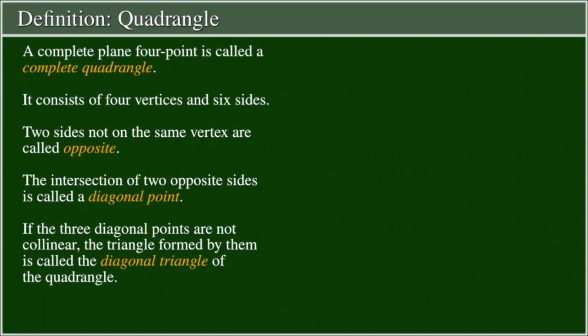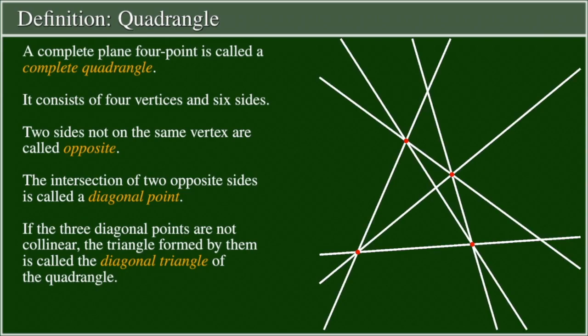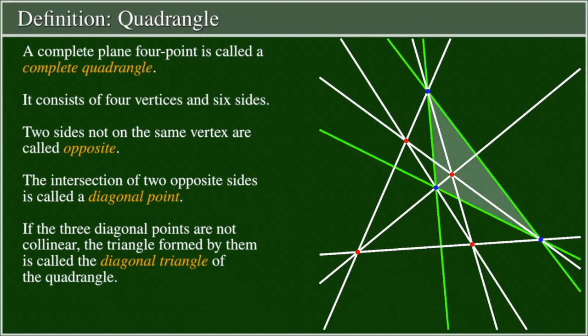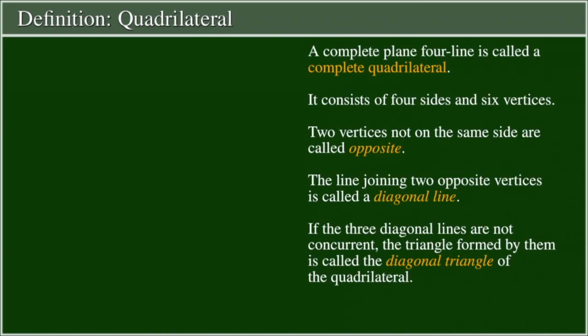On the left, definition: a complete plane four-point is called a complete quadrangle. It consists of 4 vertices and 6 sides. 2 sides not on the same vertex are called opposite. The intersection of 2 opposite sides is called a diagonal point. If the 3 diagonal points are not collinear, the triangle formed by them is called the diagonal triangle of the quadrangle.